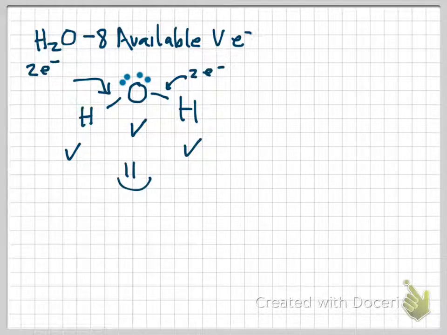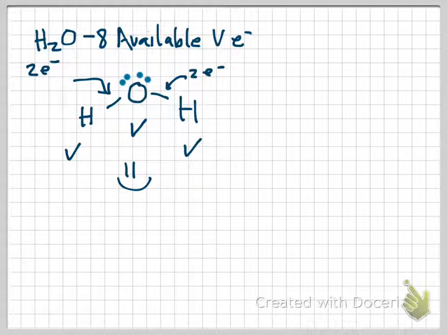So after we do that, the last step in my method is always to do what I call a sanity check. And that means to make sure that I have all my 8 available electrons in my final Lewis structure. So I have 1, 2, 3, 4, 5, 6, 7, 8. So everything is happy. And that is the Lewis structure for water.